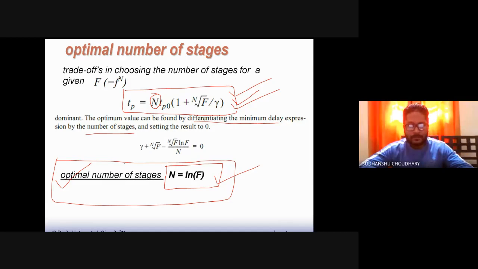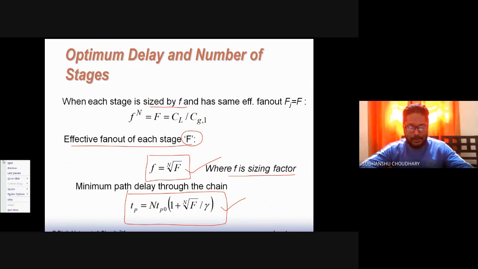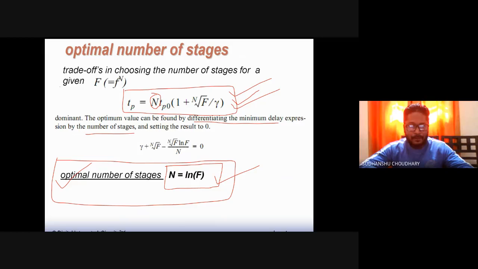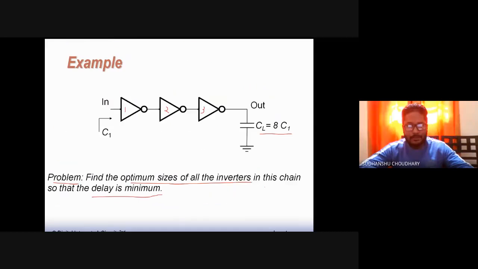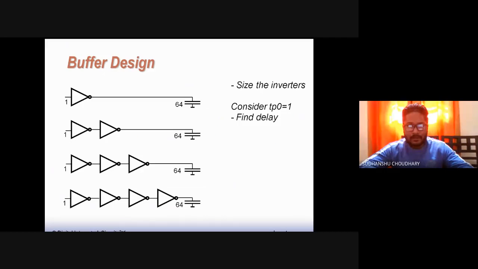Also write down this formula: small f, that is the sizing factor, is equal to nth root of F. F is the total effective fan out of the inverter chain, and n is the number of stages. So write down these 3 formulas: number 1 here, number 2 this one for finding out the total delay, and number 3 this one, that is optimum number of stages. We'll utilize these 3 formulas to find out the sizes of these inverters in the buffer.